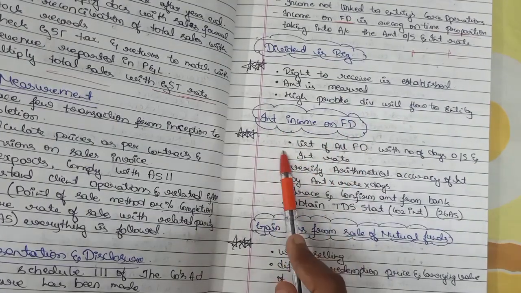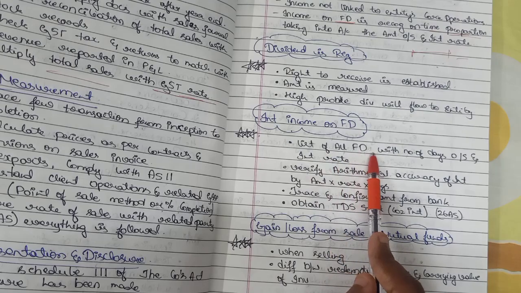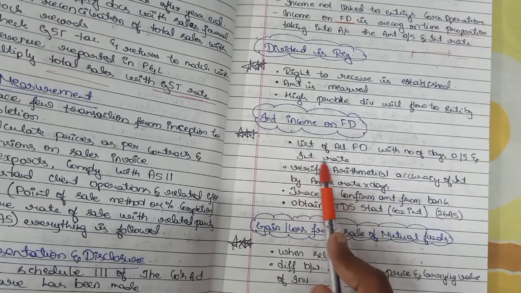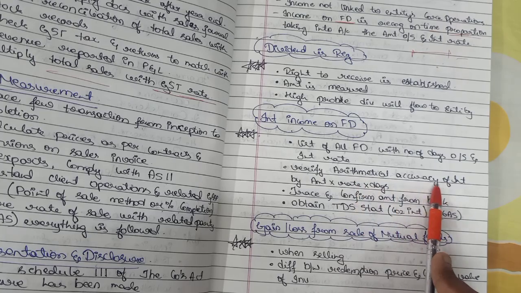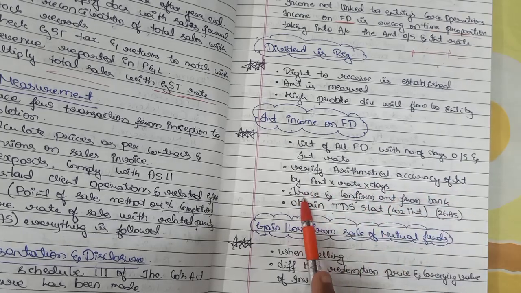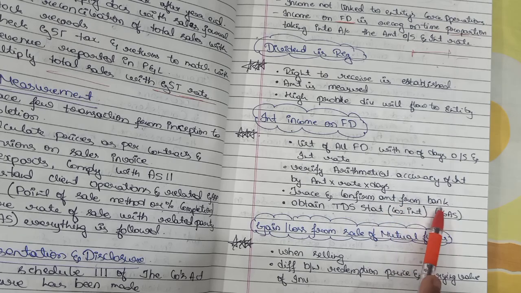Interest income on FD: list all FDs with the number of days outstanding and the interest rate. Verify arithmetical accuracy of interest by amount into rate into days. Trace and confirm the amount from the bank. Obtain TDS statements, because we'll be knowing about interest.